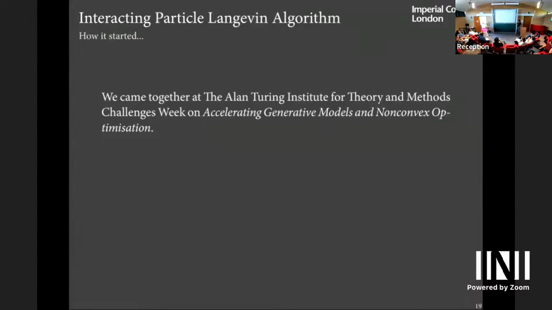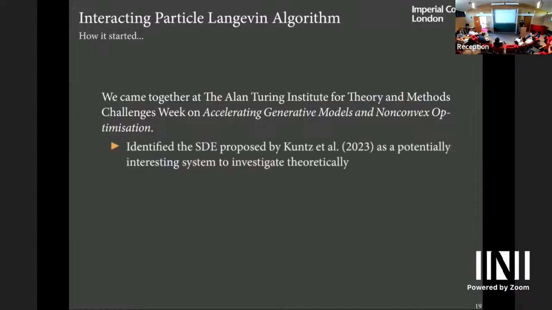Okay, there was this slide. Whoever has seen it before, I apologize. So how we started working on this algorithm: we came together at the Alan Turing Institute. We organized this with Sotiris. It was a workshop on accelerating generative models and non-convex optimization, just to advertise. It was an activity where people were supposed to come together and work on research problems for a week or two. It was not a workshop where you just give talks.